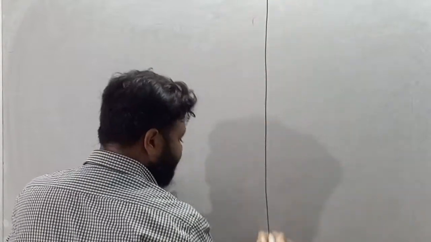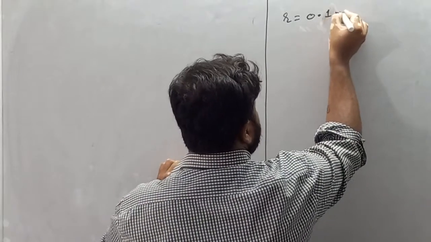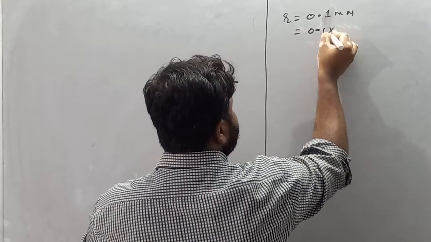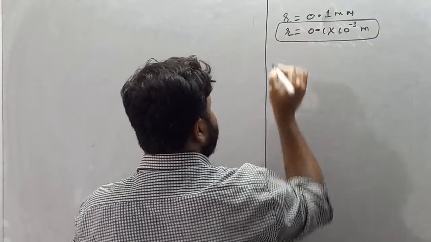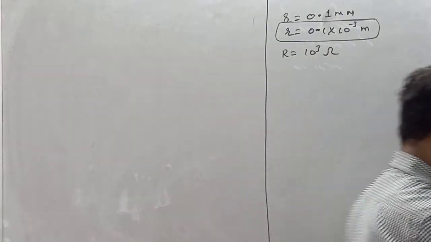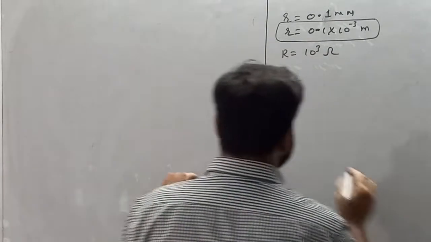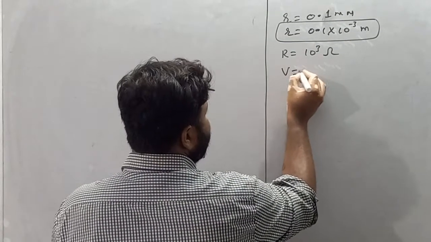I am repeating once again. A copper wire of radius 0.1 mm and resistance 10 raised power 3 ohm. So radius of wire is given. Radius is 0.2 mm, I guess. It is 0.1 mm. So if I will convert it into meter, it is 0.1 into 10 raised power minus 3 meter. So radius is given. Now resistance is also given. It is 10 raised power 3 ohm. Potential is also given. See, potential is nothing but 20 volt. So V is 20 volt.